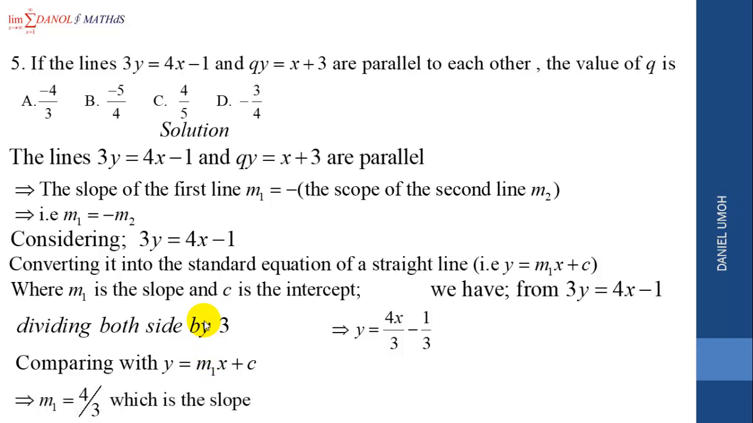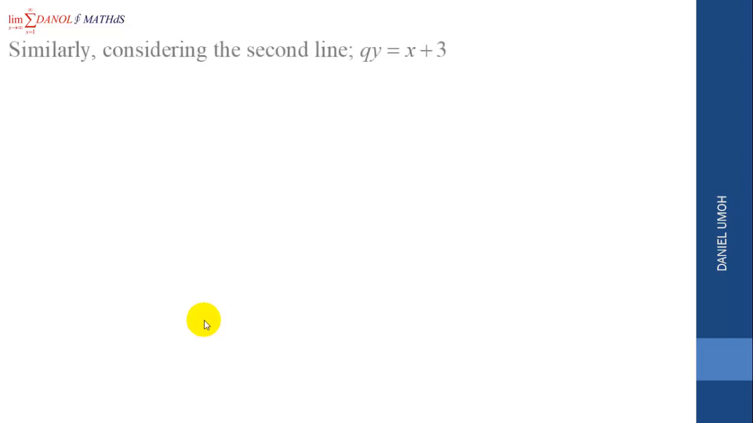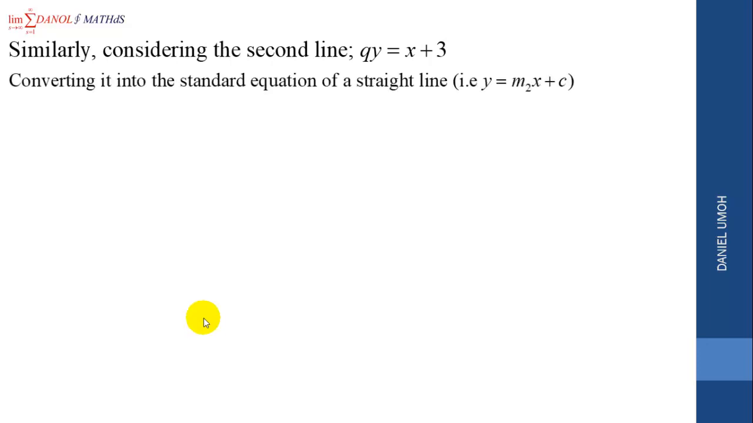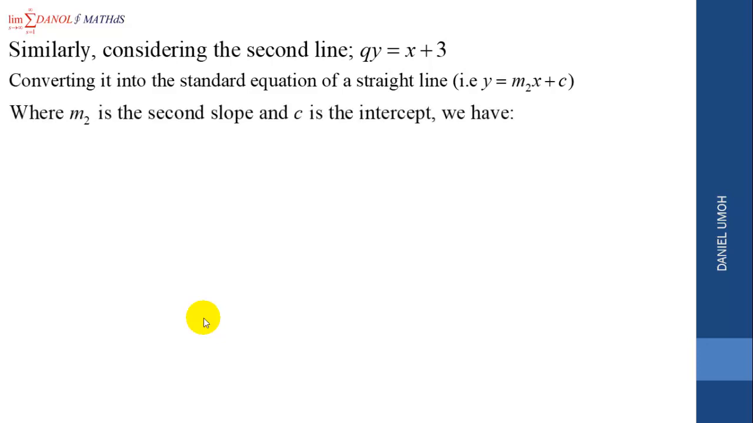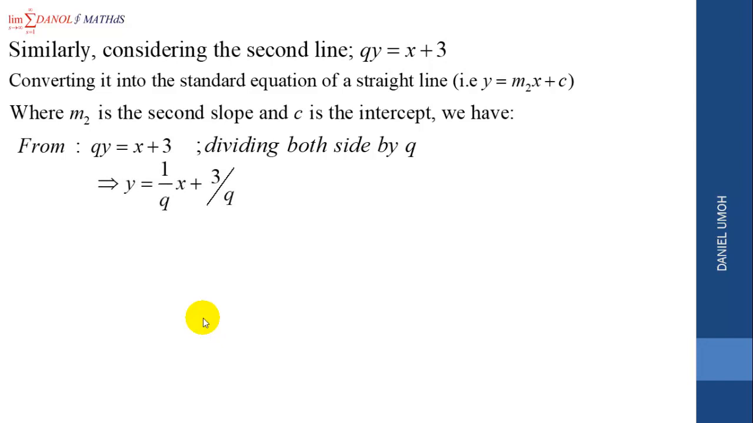Now, let's also consider the second line. Similarly, considering the second line qy equals x plus 3, converting it into the standard equation of a straight line, that is y equals m2x plus c, where m2 is the second slope and c is the intercept. So when we are converting that, we are going to divide both sides by q so that we can now have y equals 1/q x plus 3/q.